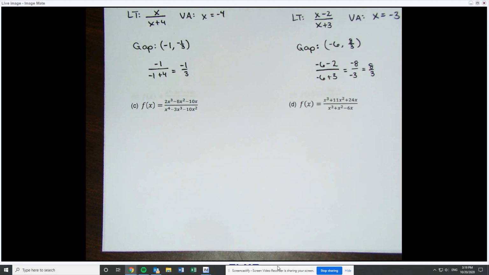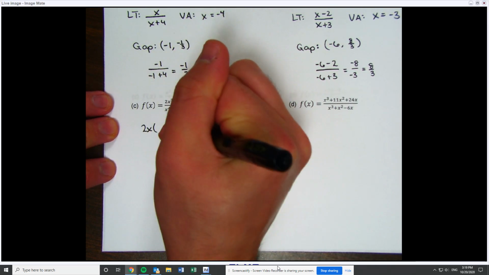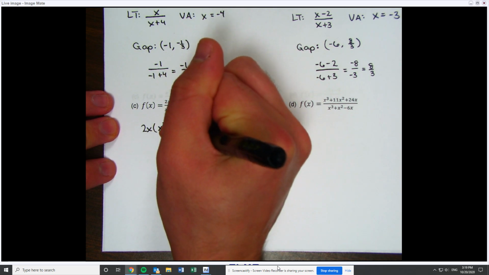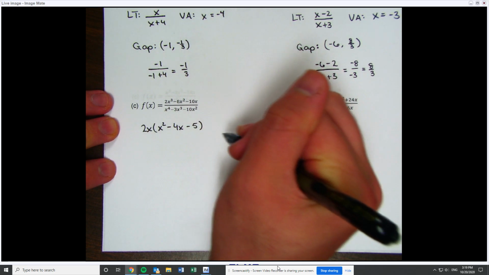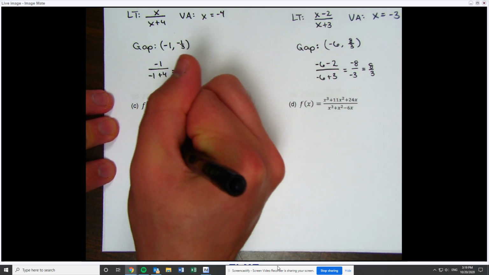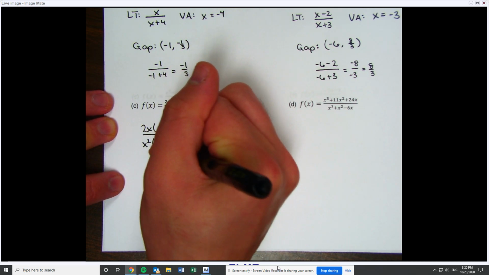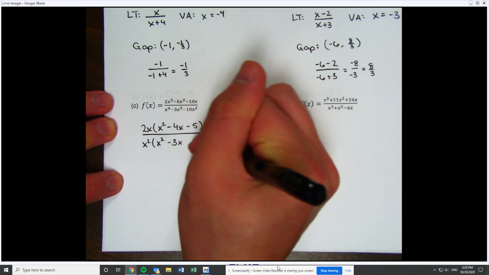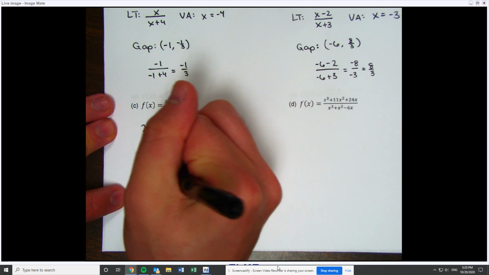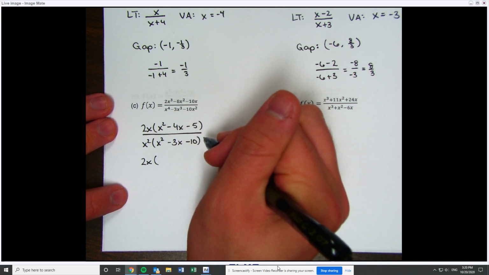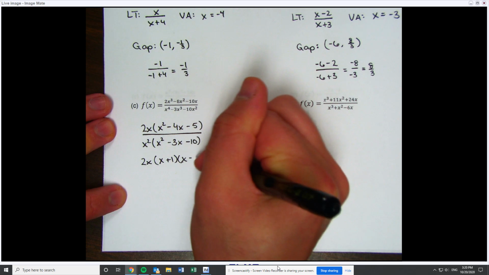For this one, I see that I'm going to need to factor the numerator by 2x to begin with, and that's going to give me x squared minus 4x minus 5. And then for the denominator, I can take x squared out. That's going to give me x squared minus 3x minus 10. Doing the ABC method for both, I have 2x. This one's going to wind up giving me x plus 1, x minus 5.